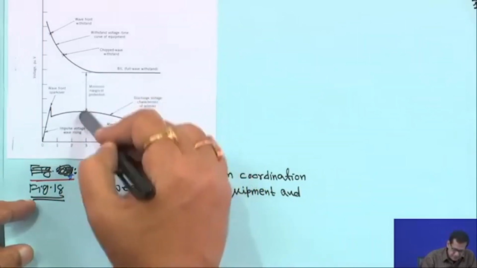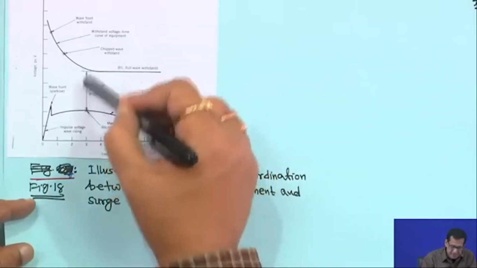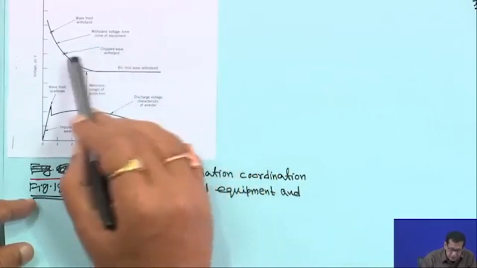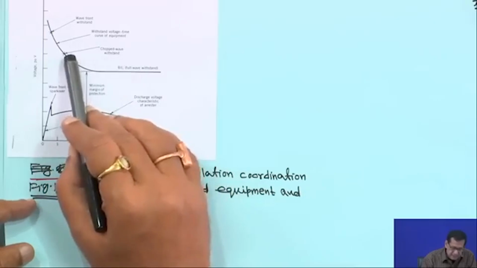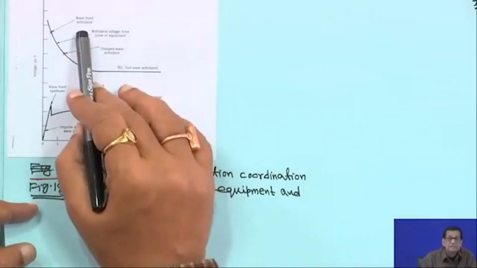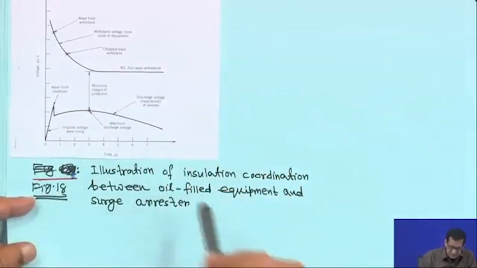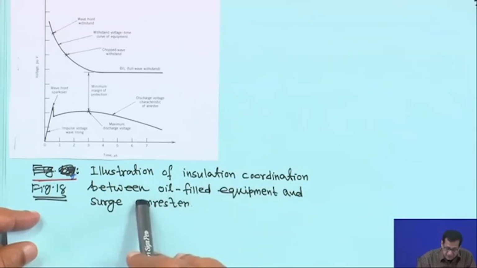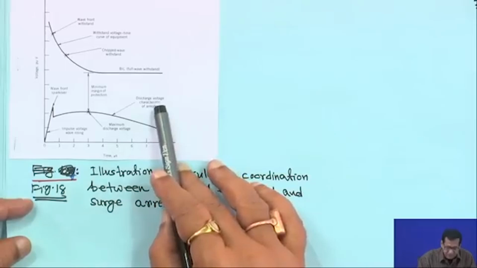So, this gap is the minimum margin of the protection scheme. This is the withstand voltage time curve of the equipment, and this is the chopped wave withstand, right. At this point, suppose the wave is chopped. So, this is the chopped wave withstand and this is the wavefront withstand. This is actually figure 18, an illustration of insulation coordination between oil filled equipment and surge arrestor, based on the transformer, right.